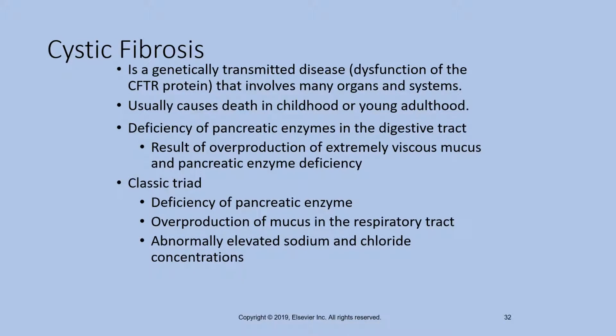Cystic fibrosis is a genetically transmitted disease, a dysfunction of the CFTR protein, that involves many organs and systems and usually causes death in childhood or young adulthood. Deficiency of pancreatic digestive enzymes results in overproduction of extremely viscous mucus. The classic triad is deficiency of pancreatic enzymes, overproduction of mucus in the respiratory tract, and abnormal elevation of sodium chloride concentrations. A truly profound metabolic problem.